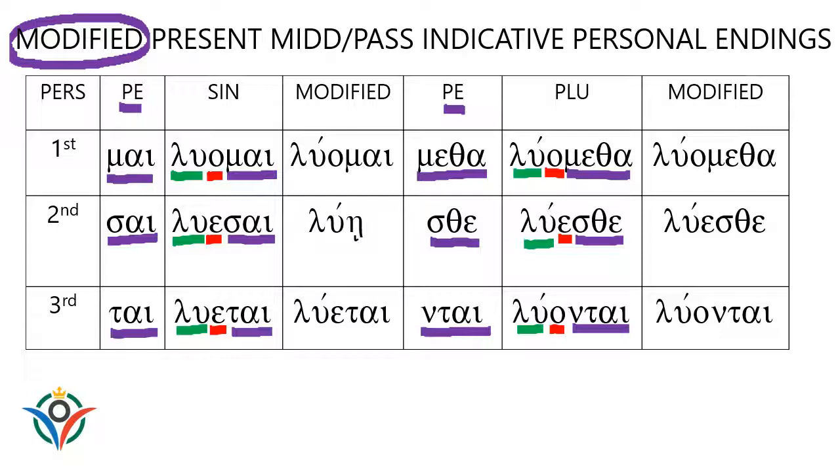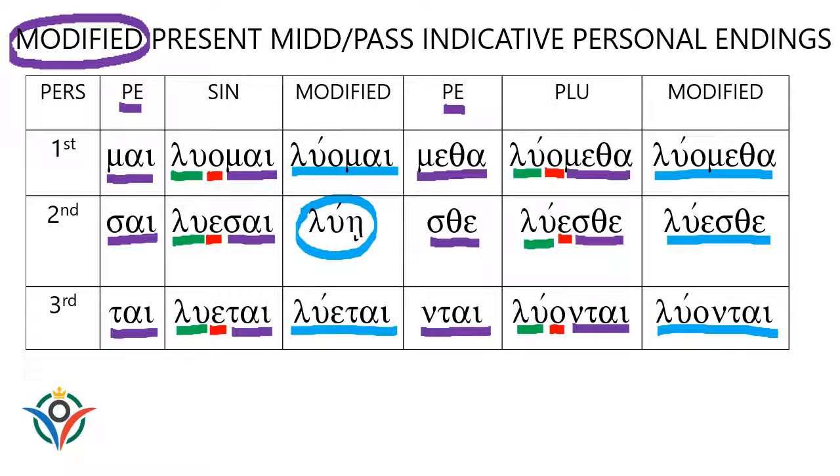So that is the first person singular, luomai, third person singular, lueitai, first person plural, luometha, second person plural, lueisthe, and third person plural, luontai. The only one that has undergone a modification is the second person singular, which has gone from lueipsi to luea. So let's take a look at how that took place.